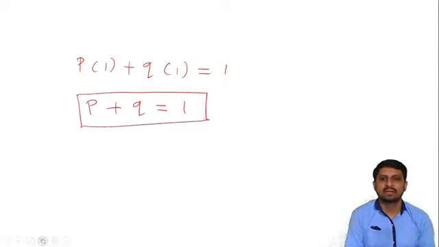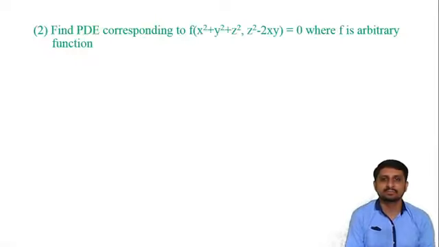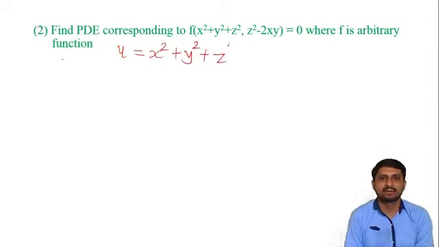Okay. Now let's take one more interesting example. Find the partial differential equation corresponding to f of x square plus y square plus z square, and z square minus 2xy, that is equal to 0. So first we take u. U is nothing but x square plus y square plus z square. And v is equal to z square minus 2xy.